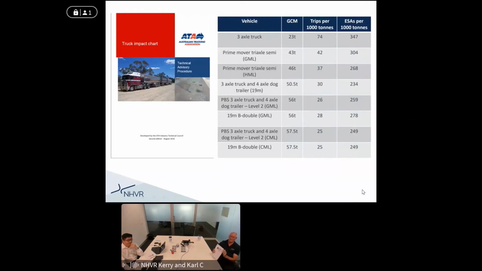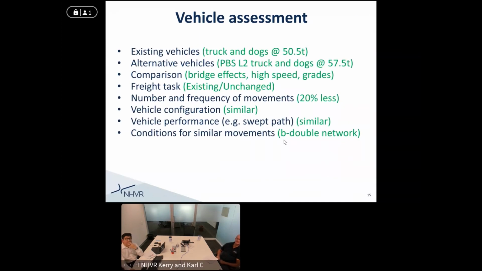So what we'll do is go through and look at the vehicle assessment. So what are your existing vehicles? Truck and dogs at 50.5 tonne. Alternative vehicles, a PBS level 2 truck and dogs at 57.5 tonne.